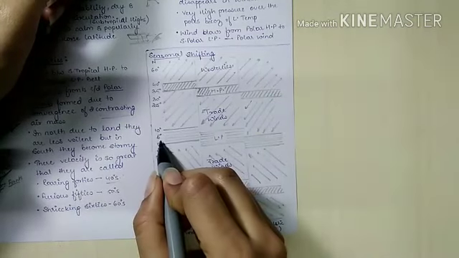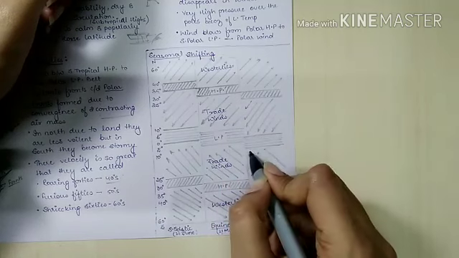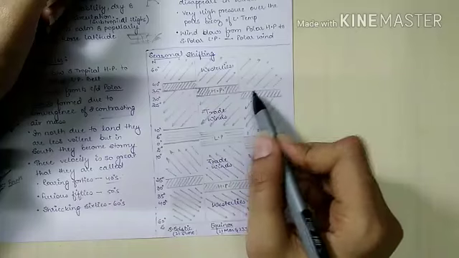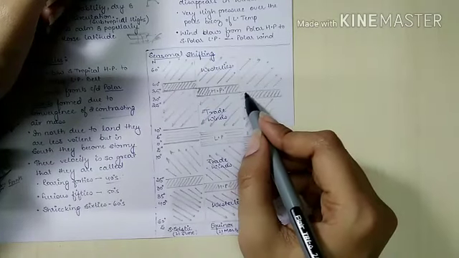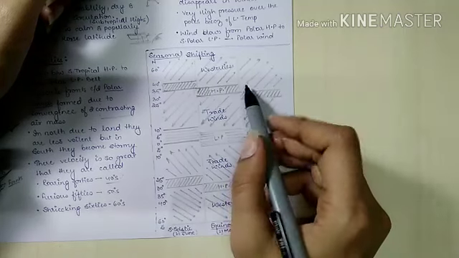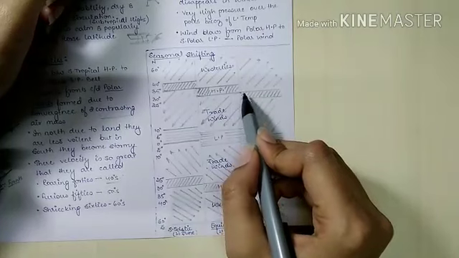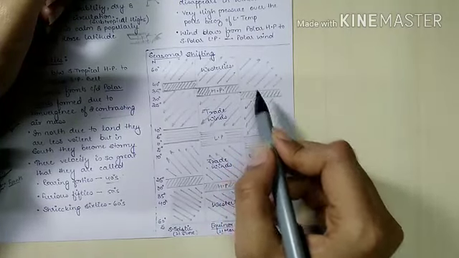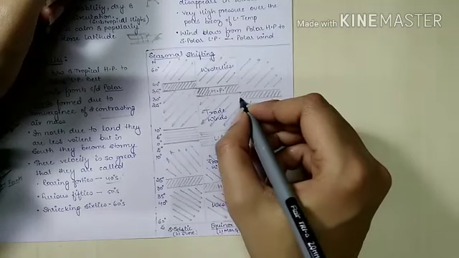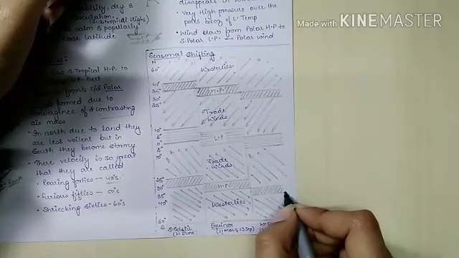Okay, so the range of the equatorial low pressure belt will be 0 degree to 10 degree south, and the subtropical high pressure belt range will be from 30 degree to 25 degree north, while in the south it will be 35 degree to 40 degree south.